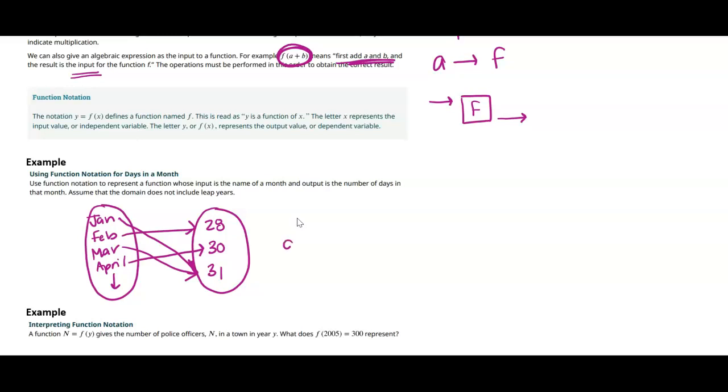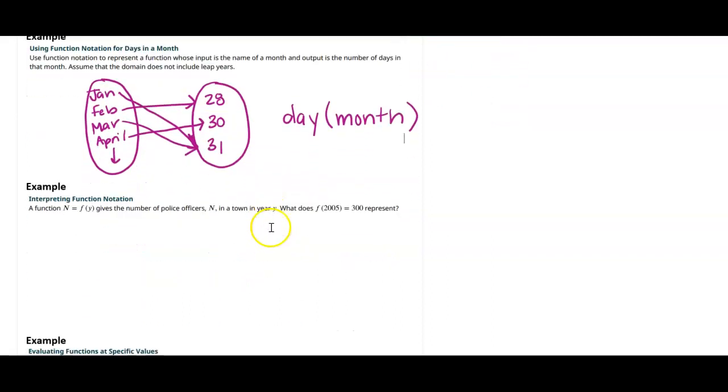So in that case, we're going to say that day is a function of month. If I have a function n equals f of y, I'm going to say that one more time, n equals f of y, which is the number of police officers in a town in this year, then let's think about what this means.